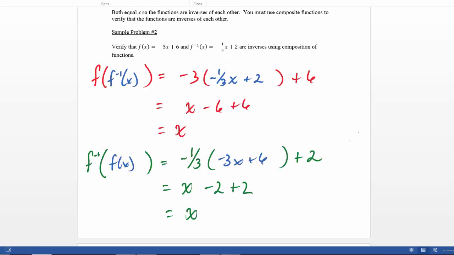Okay, so you can see I have my two composite functions here, and both of them ended up equaling x, which creates an identity. And so we can say, since they're both equal to x, that these two functions are inverses of each other. Now, notice we use the function notation here, f of -1 of x, to represent the inverse, but it may not always be like that. So, alright, good example of verifying inverses.